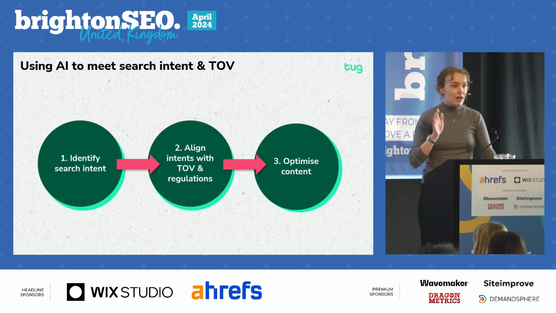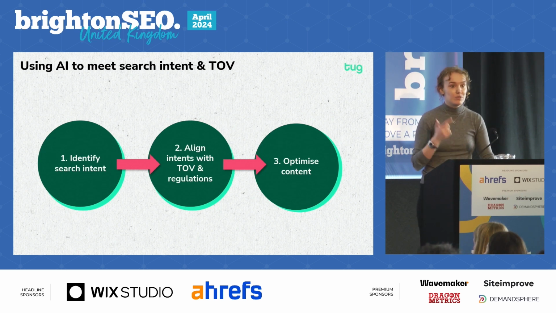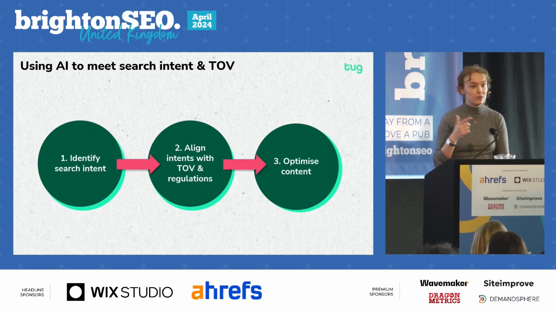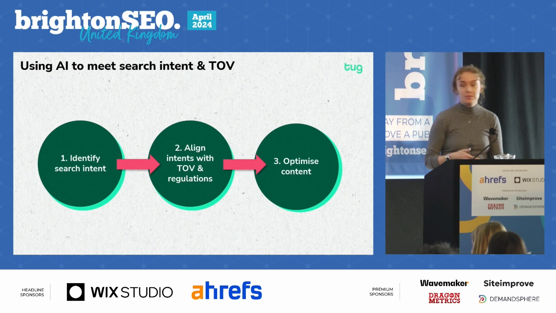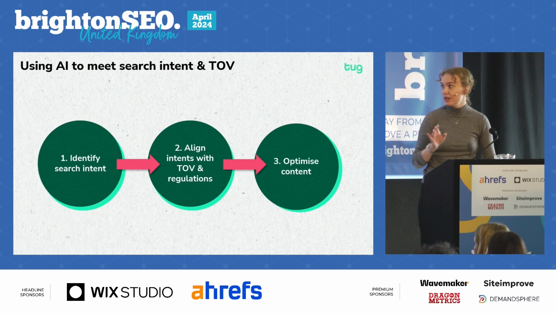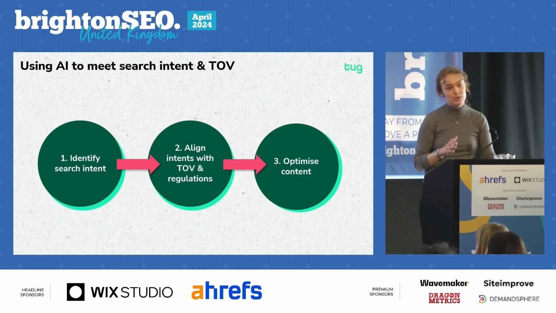as you can see, these include step 1, identifying search intent, step 2, aligning these intents with brand tone of voice and industry regulations, and step 3, reviewing the results from step 2 and using these to optimize my content. Just to note, while I'm talking through this whole process, I'll also be using the example of a fashion business that's looking to hit the keyword sustainable fashion.